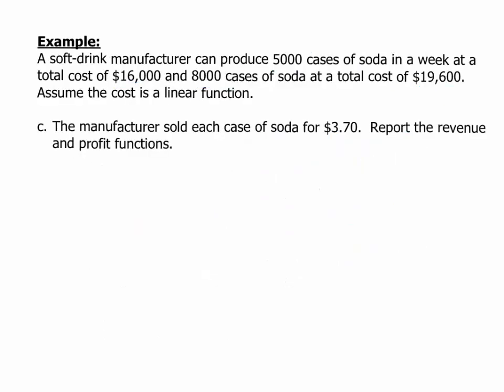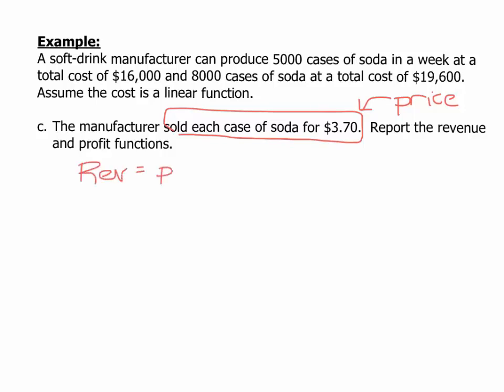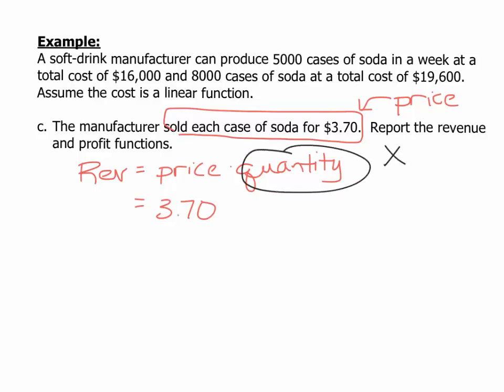In this next part, they're asking us to report the revenue and profit functions given that each case of soda is going to sell for $3.70. So this tells us our price. Now remember, revenue always equals price times quantity. If our price is $3.70, we're going to have 3.70, and remember, we used X as our quantity. So we're going to get R equals 3.70x.